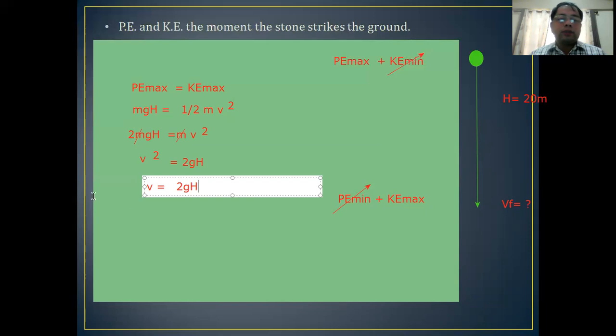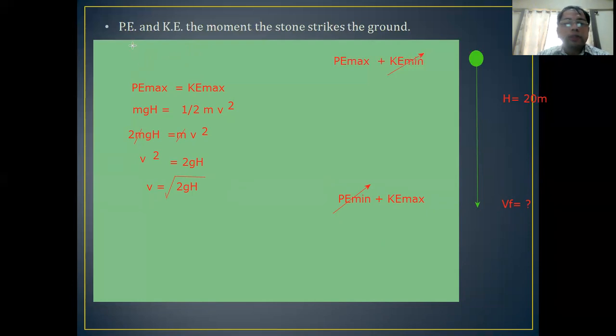So twice gh inside a square root allows us to determine our final velocity at the bottom. So the final velocity at the bottom, using our energy conservation equation. Of course, we will have here PE2 plus KE2 equals PE1 plus KE1.